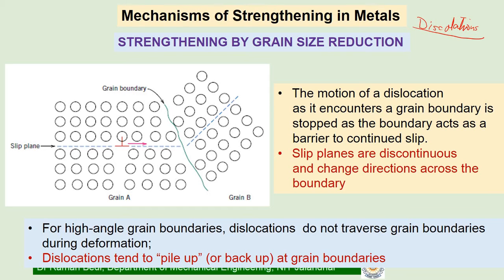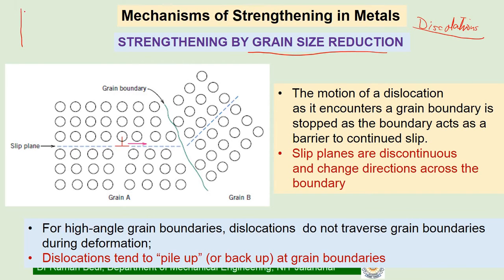And we said that you can block or hinder the movement of the dislocation by various methods. If you are able to block the movement of the dislocations, you can enhance the strength of the material. One of the ways to stop the dislocation motion is the provision of grain boundaries, or what I here refer to as strengthening by grain size reduction. That means you are trying to reduce the size of the grains.